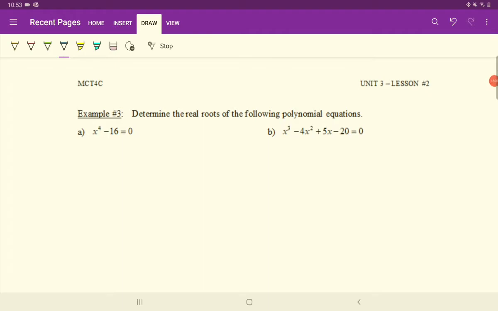Okay, let's continue on to example 3. So let's look at two different methods of solving as well. This one is going to be a difference of squares, and then I'm going to show you the factor by grouping example, just another way to factor a cubic function, okay?